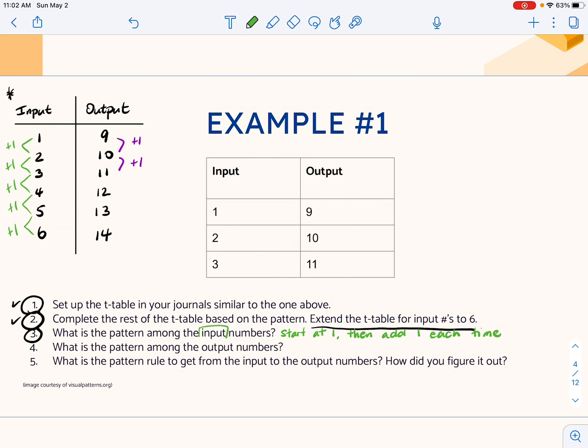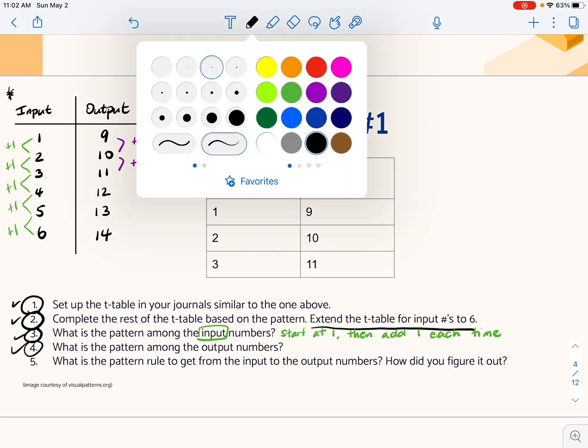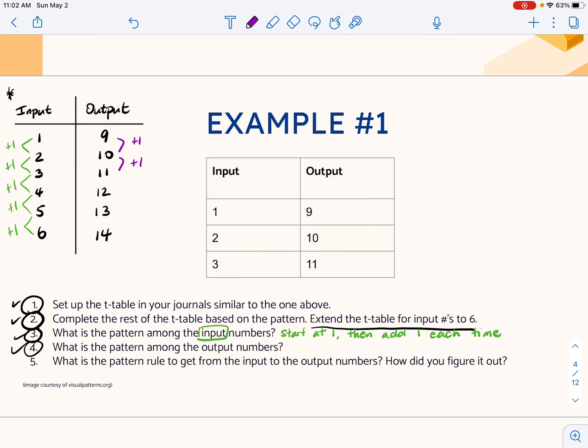Okay, that's the input. Now the output, I'll color code in purple here. So if I look at the output numbers here, what is the pattern among the output numbers? So we're on number 4 right now. Okay, so it looks like you're starting at 9 and you're adding 1 each time. So you're adding 1, you're adding 1, and you're adding 1. So what is the pattern among the output numbers? You start at 9, then you add 1 each time.